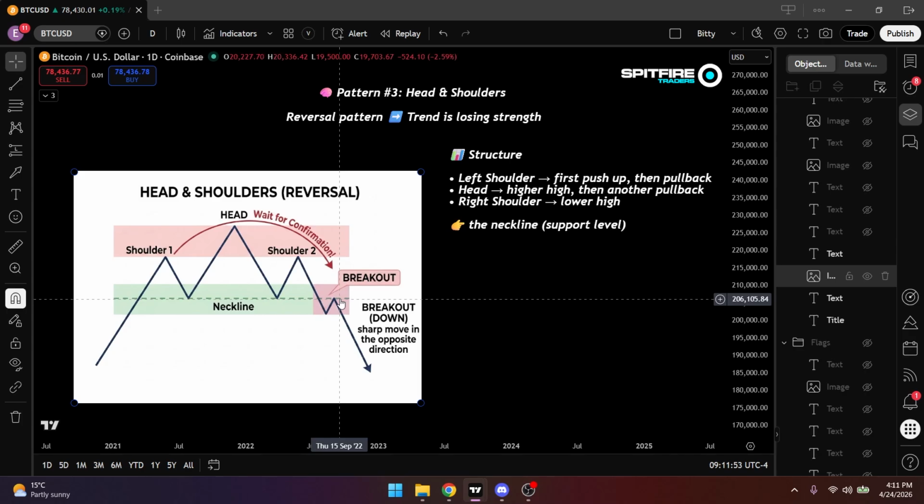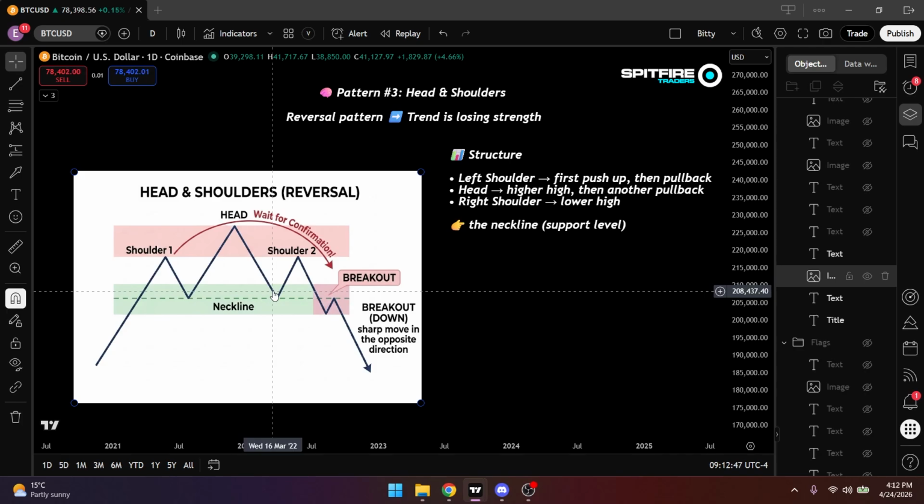What's really happening here? This pattern shows a shift in control. The left shoulder shows us that buyers push price up. Then they take profits and we get the pullback, which is normal behavior in an uptrend. Then we have the head, where buyers push price again, make a higher high, take the liquidity above the left shoulder, but then price drops again, which tells us this is just a swing failure pattern and a liquidity grab. Price action is still bullish, but it's starting to weaken.